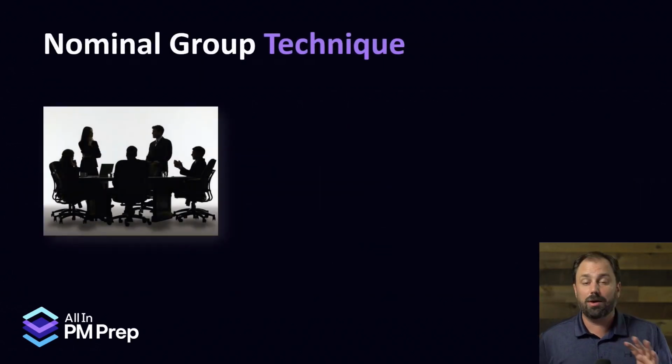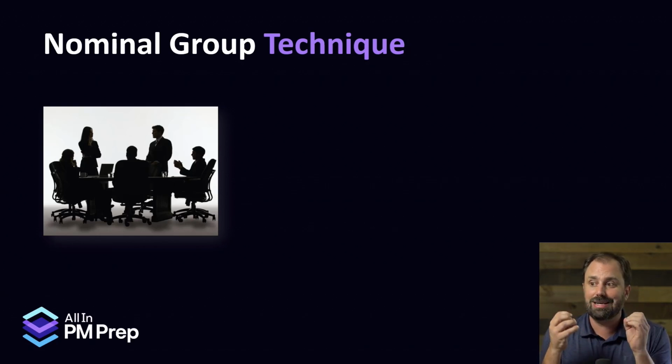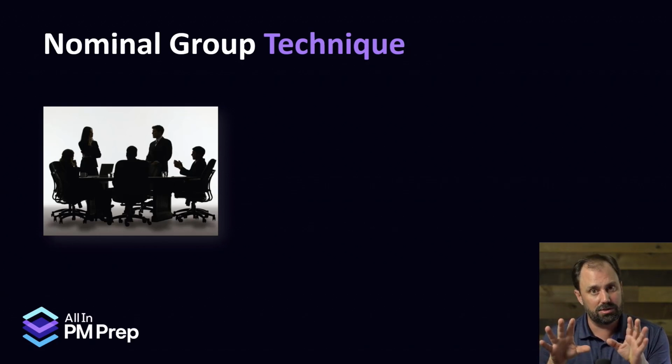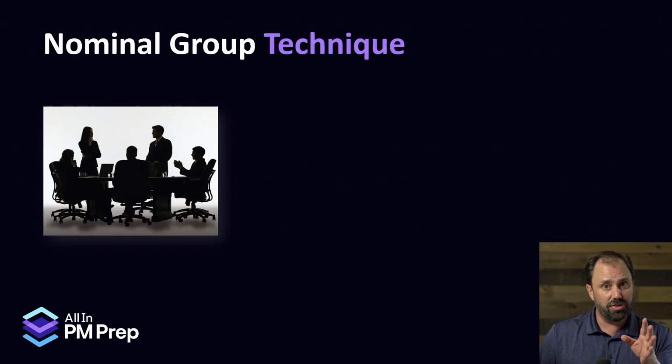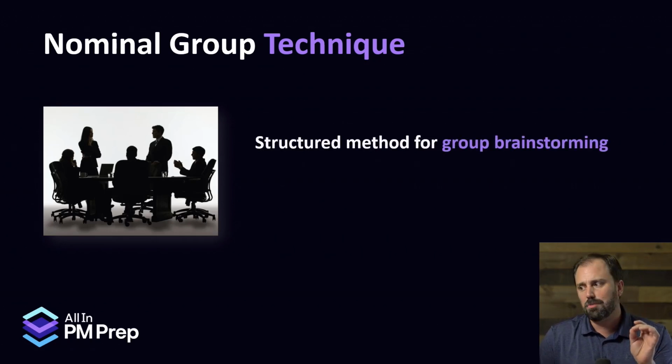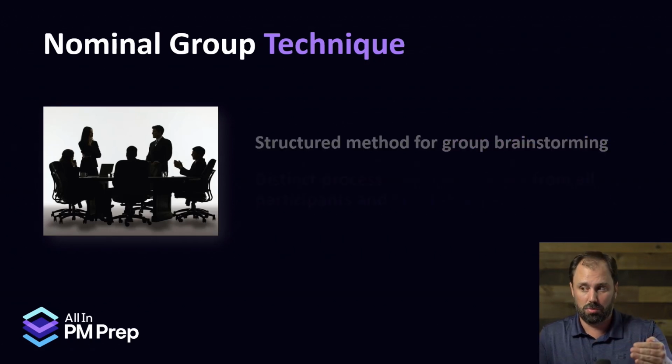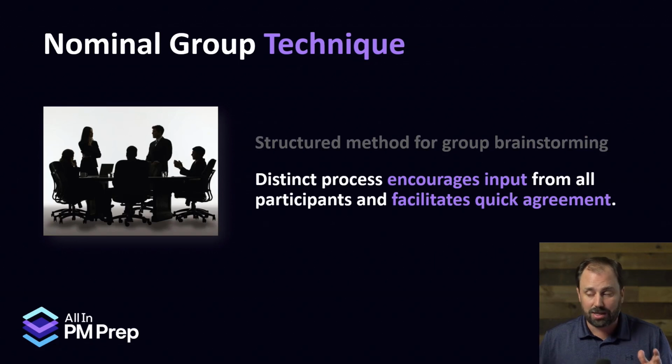So we laid out two. We're going to go to the third one. We're going through a lot of them, all right? So hang on, I'm going to summarize them. The third one's called the nominal group technique. Now, this is kind of cool. It's different, but I think you're going to like it. It's a structured method for brainstorming with a group, okay? Now, it has a distinct process. I'll walk you through it.